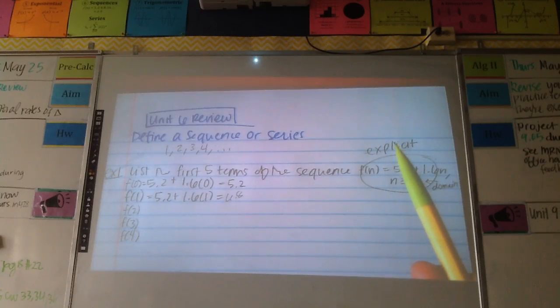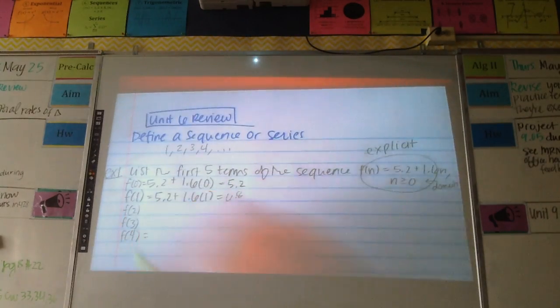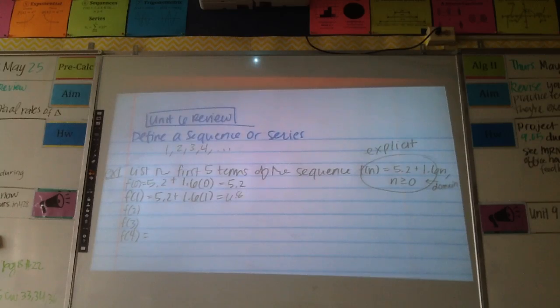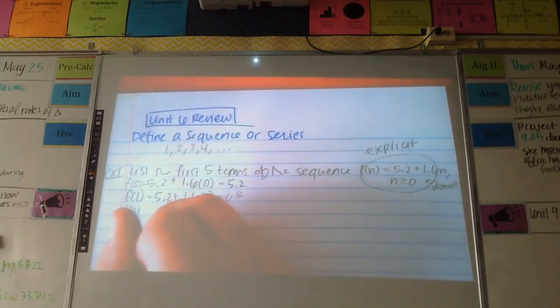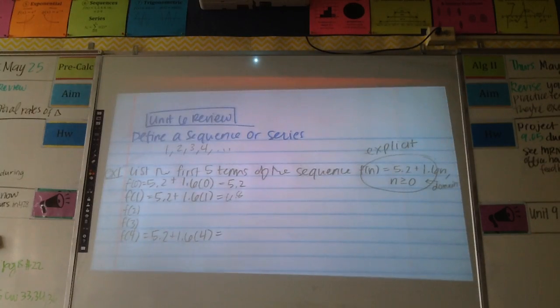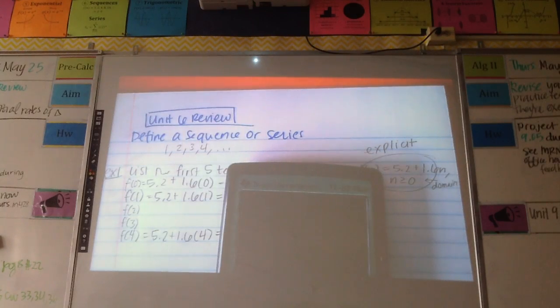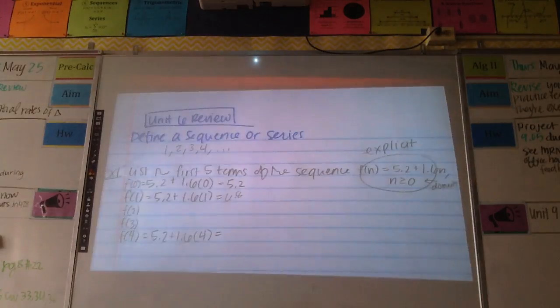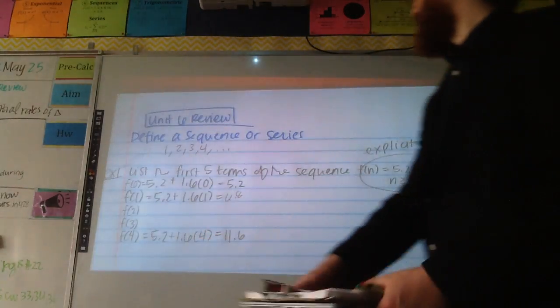When I said explicit, though, I could find them out of order. If I wanted to find term f of 4, all I'm going to do is use the same formula and substitute 4 into the equation. So this term would be 11.6. I could find them again out of order.